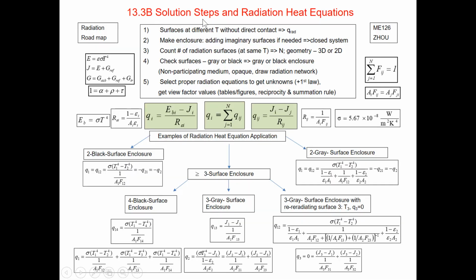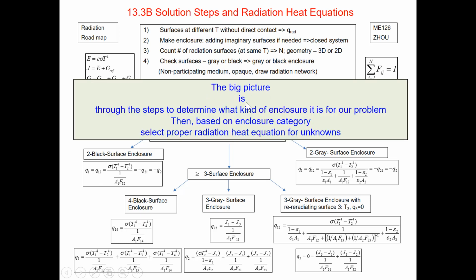B. Solution steps and radiation heat equations. The big picture for the radiation roadmap here is, through the steps, we will determine what kind of enclosure it is for our problem. Then, based on the enclosure category, we select the proper radiation heat equation for the unknowns. Next, we will use two examples to show you how to do it.